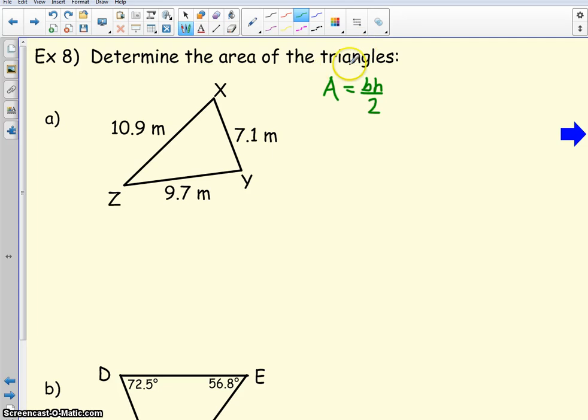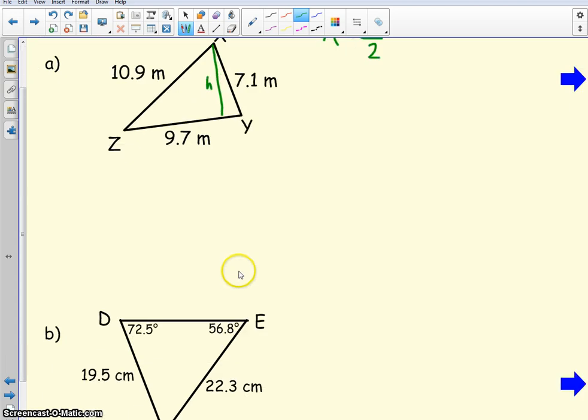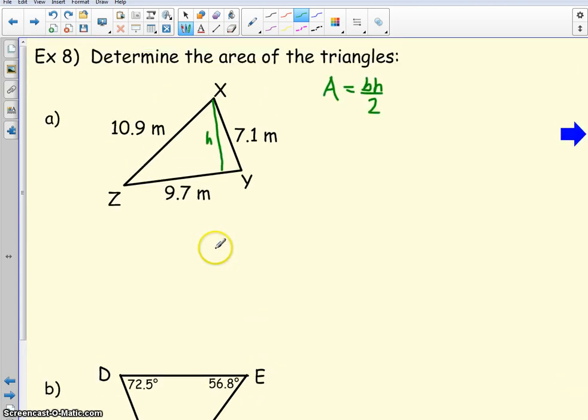However, you'll notice here that we actually do not have the height. If we orient it this way, base is 9.7, but the height is actually this distance right here. It's a perpendicular distance, so we can't use 7.1 as the height. And there's no way we can orient the triangle to get the height without doing some calculations. So it's actually a little bit of a longer problem than it seems. We have to calculate the height, which means working inside one of these right triangles.